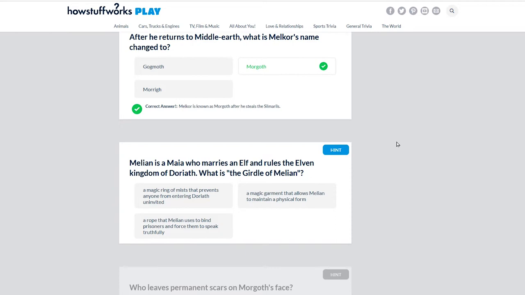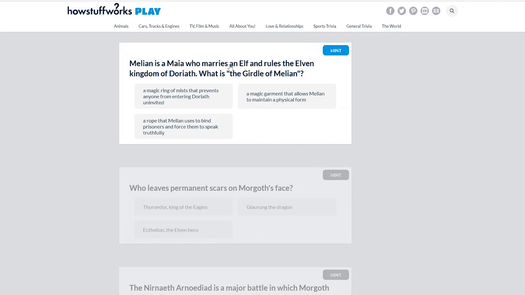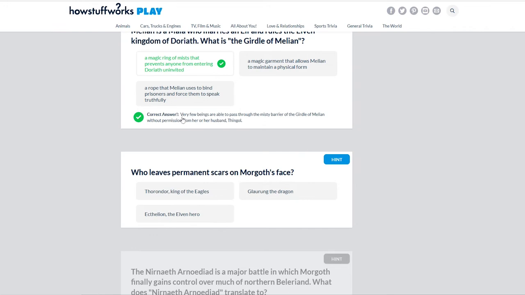Melian is a Maia who marries an elf and rules the elven kingdom of Doriath. What is the girdle of Melian? A magic ring of mists that prevents anyone from entering Doriath uninvited. A magic garment that allows Melian to maintain a physical form. A rope that Melian uses to bind prisoners and force them to speak truthfully. If I remember correctly, it has to be the first one. Very few beings are able to pass through the misty barrier of the Girdle of Melian without permission from her or her husband Thingol.